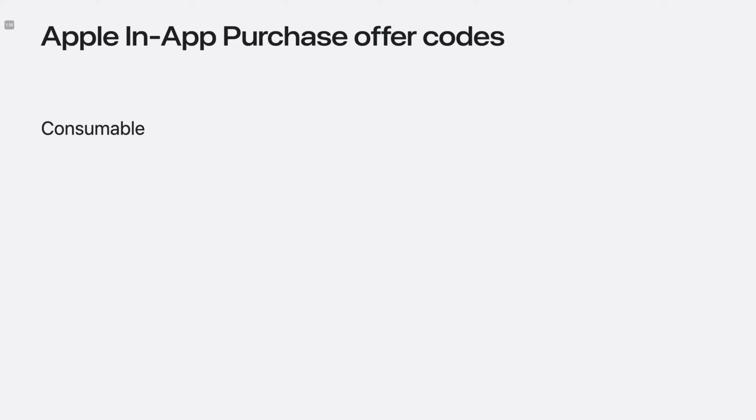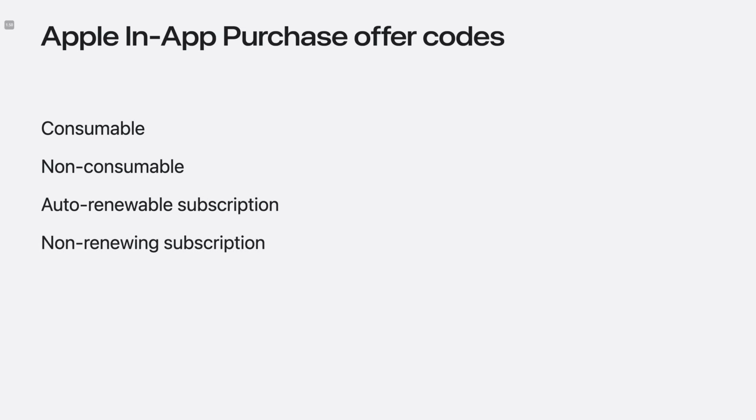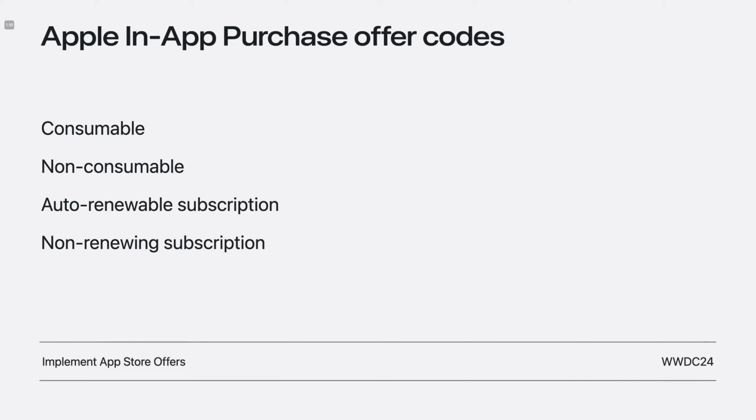Shifting gears to offer codes. Offer codes can be added to a consumable, non-consumable, auto-renewable subscription, or non-renewing subscription product, and allow you to provide free or discounted in-app purchases to customers for a specific duration. To learn how to configure offer codes in App Store Connect, check out Implement App Store Offers from WWDC 24.